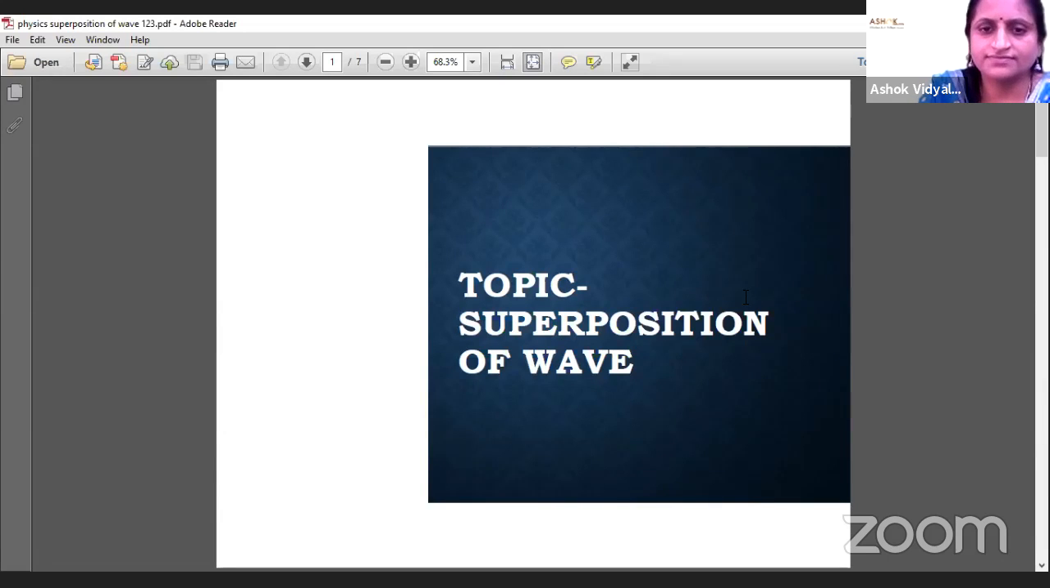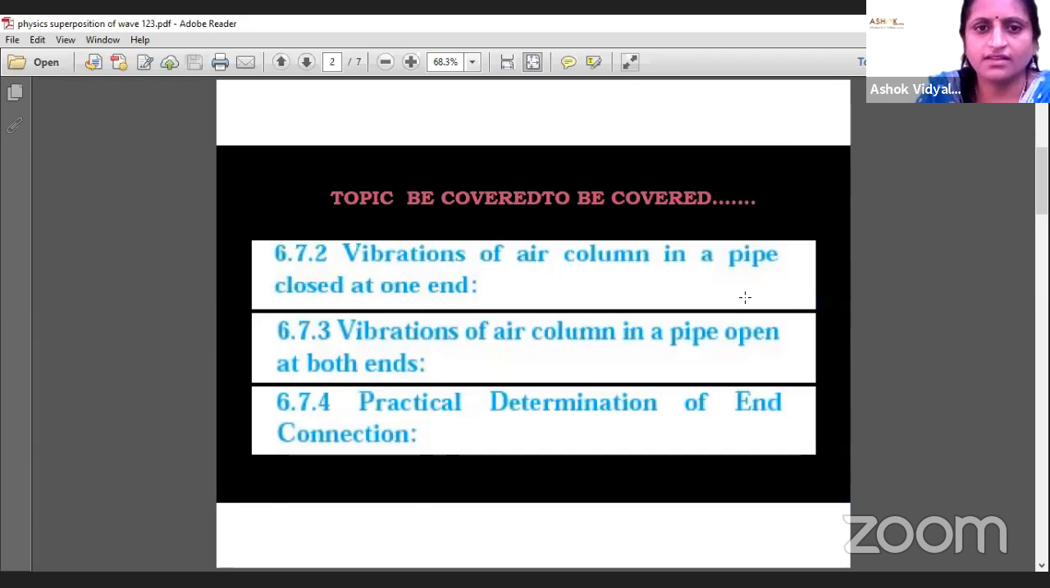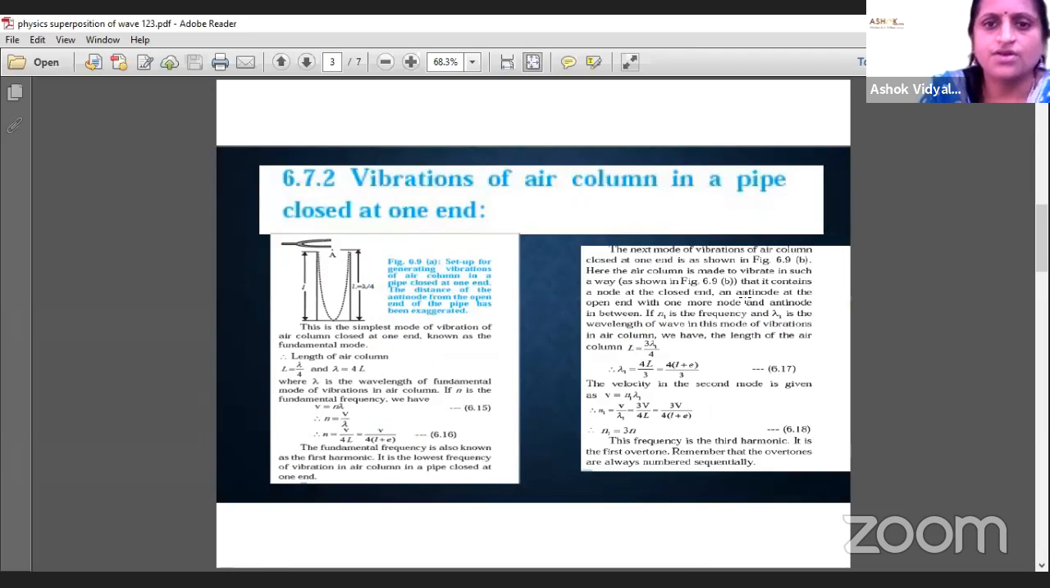Hello students, topic of superposition of waves. Topics to be covered: vibrations of air columns in a pipe closed at one end. Next point, vibrations of air column in a pipe open at both the ends. And third one, practical determination of end correction. In the last lecture, we already saw the meaning of end correction. Now, the next point is vibrations of air columns in a pipe closed at one end.